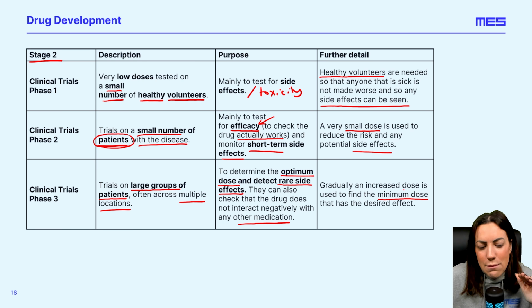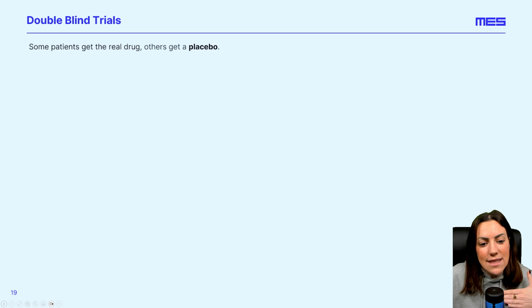So we gradually increase the dose to find the best dosage. Ideally, we want the minimum dose that has the desired effect. So this is the amount you need to take, and it will work without any side effects. Okay? So remember, toxicity or side effects, efficacy, and optimum dosage are key, as well as checking, does the drug interact with any other medications? Now, once this has all been done, which can take many, many years, the drug will finally be peer-reviewed and approved. But let's just talk about that final stage.